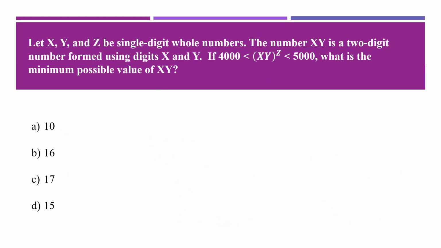Moving on to the next. Okay, the next question is X, Y, Z be single digit whole numbers. The number XY is a two-digit number formed using X and Y. If XY to the power Z is less than 5,000, at the same time more than 4,000, what is the possible value of XY? Okay, minimum possible value of XY.